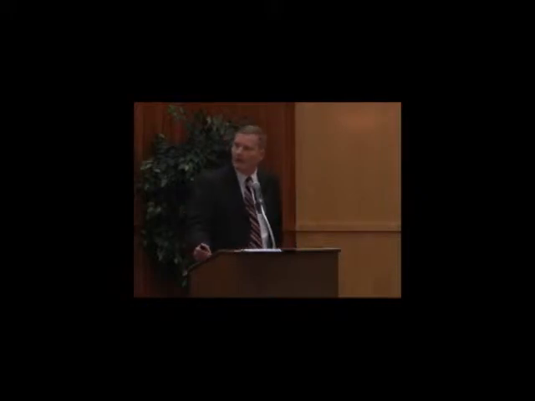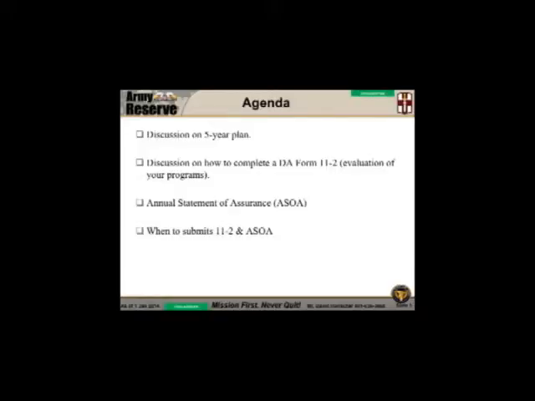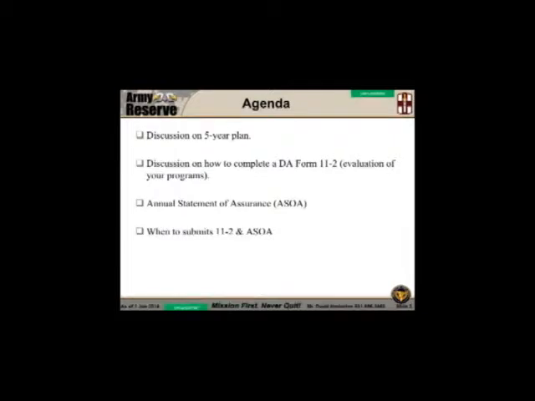Okay, this is what we're going to talk about: the 5-year plan, the 11-2s, the annual statement of assurance, and who submits the annual statement of assurance and who submits the 11-2s and when. These all build on themselves. The 5-year plan tells you who's got to do the 11-2s. The 11-2s work their way into the annual statement of assurance, and then that's the final product.